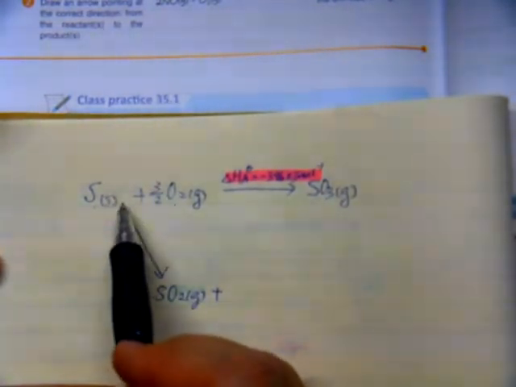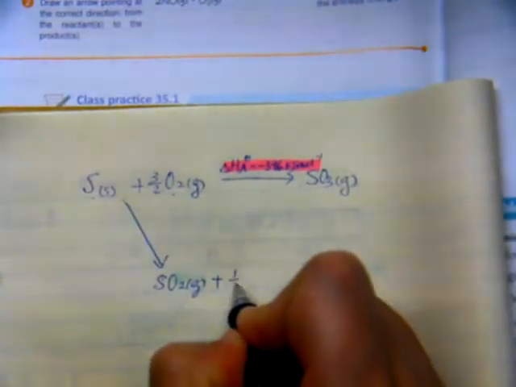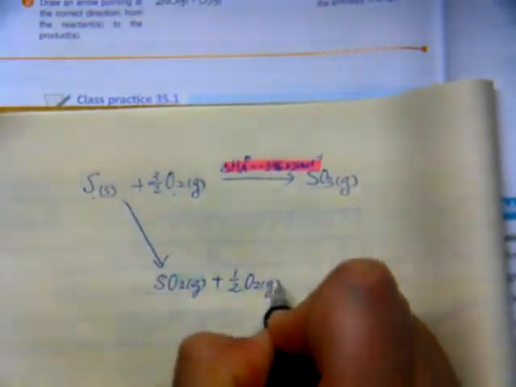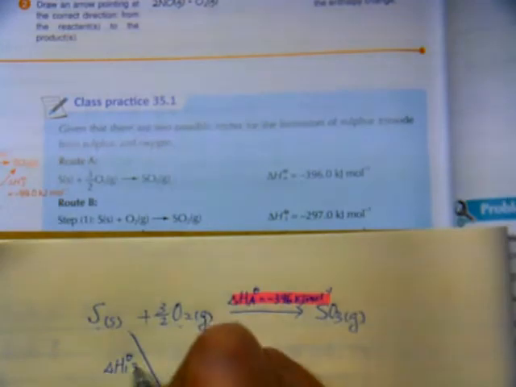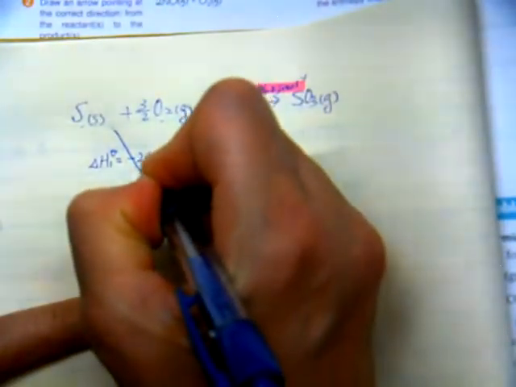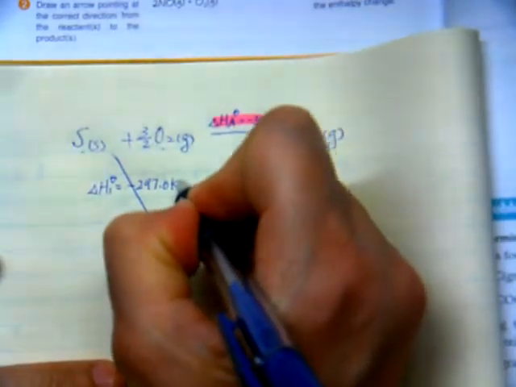Now in this reaction, sulfur reacts with 1 O2, but now we have 1.5 O2. That means we have half O2 left. Bear in mind, you need to balance the equation. This is the first step of route B. It has a value equal to negative 297.0 kJ per mole.